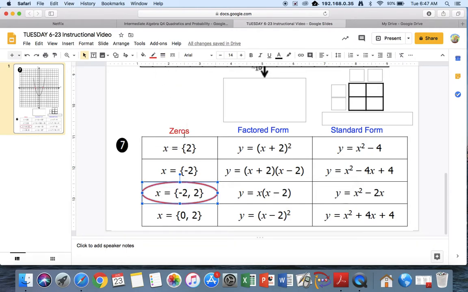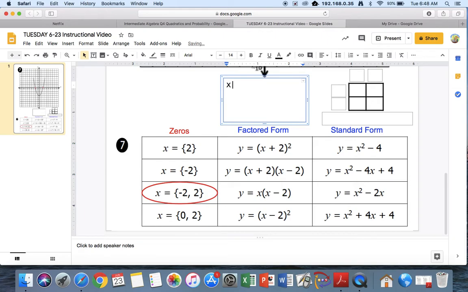So now here's my zeros, and these are them. So remember I said -2 and 2. Now I want to know the factored form. The reason why we find the zeros first is because these will help us with our factored form. So in my box that I made, I'm going to write in what I said.